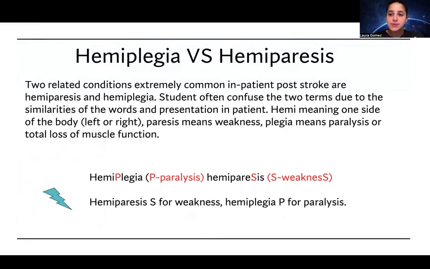Two symptoms that are very common in strokes are what we classify as hemiplegia and hemiparesis, and students sometimes struggle with differentiating between the two due to the similarities in the wording. So hemiplegia: hemi means one side of the body. For hemiplegia, P for paralysis, plegia means paralysis. And for hemiparesis, paresis is weakness, overall weakness. So the way that I train myself to remember it is hemiplegia, P for paralysis; hemiparesis, S for weakness.